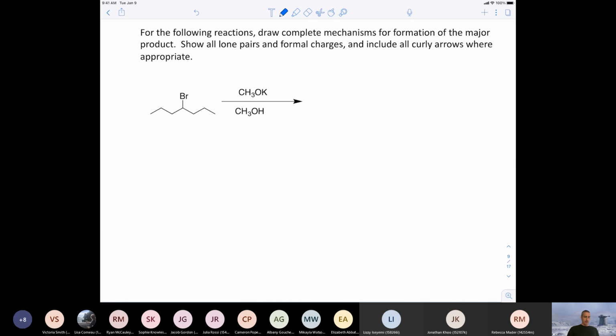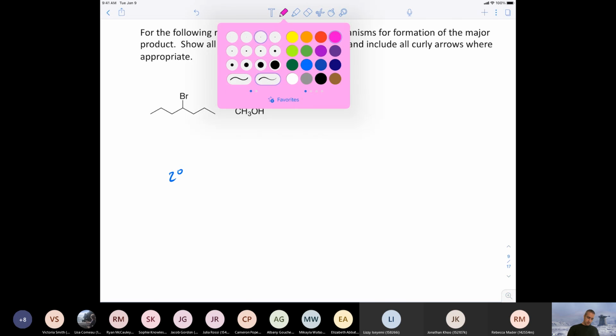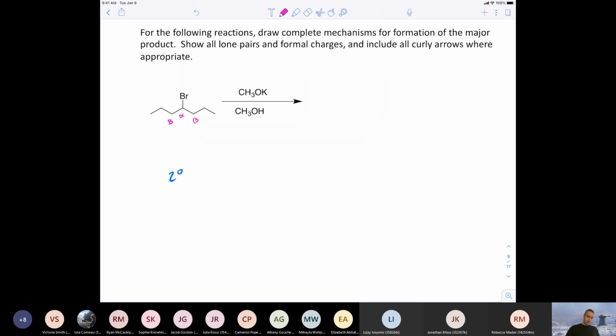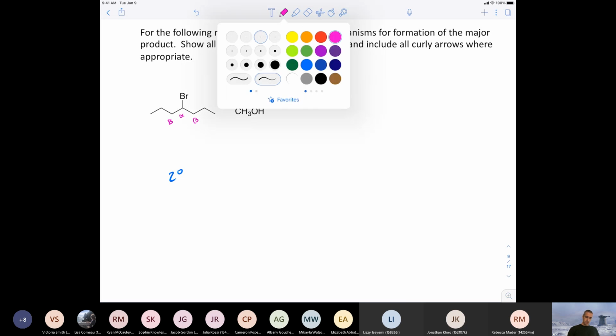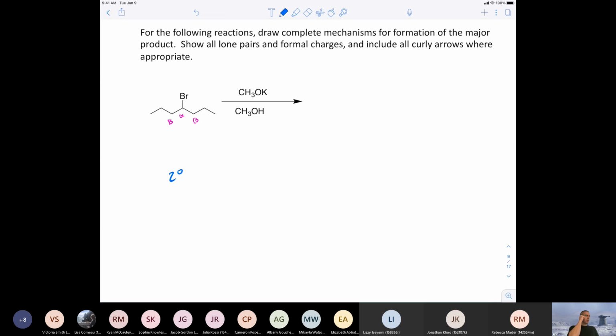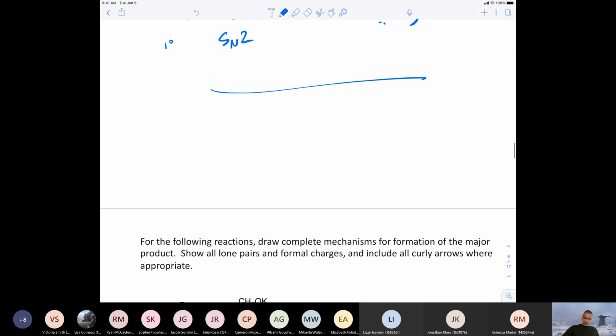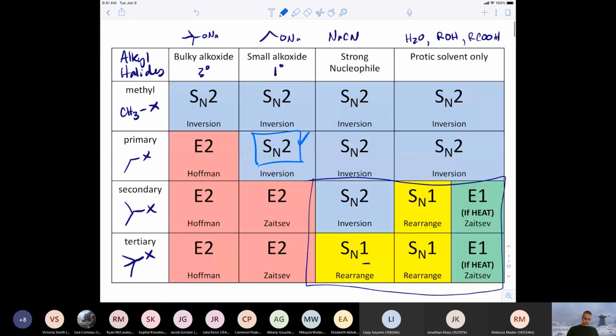For the following reactions, okay. So, primary, methyl, secondary, tertiary. Secondary. And what are our conditions? Alkoxide, big or small? Small alkoxide, good. Right to the very top. Small alkoxide. For a secondary, E2.